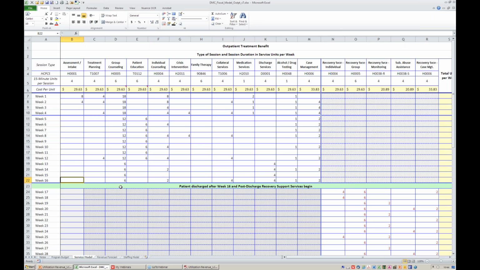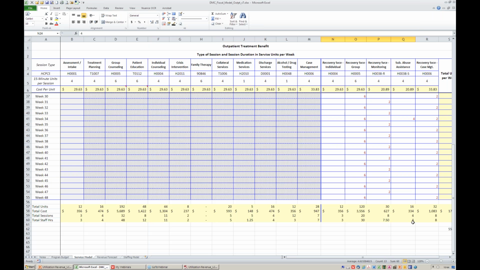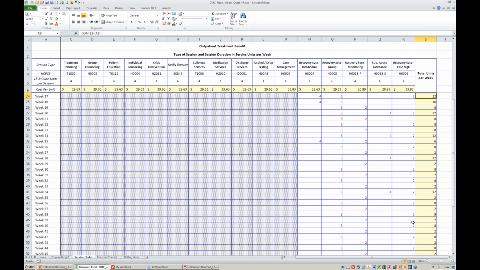So in this case, at the end of 16 weeks, the patient is discharged and post-discharge recovery support services begin. So that's over here. I just fill those in, and again, you can put in whatever you want.